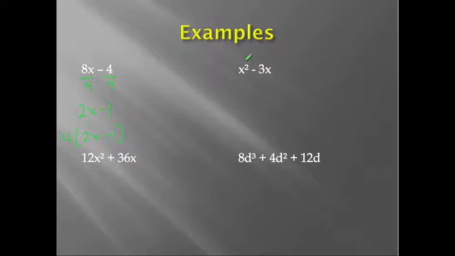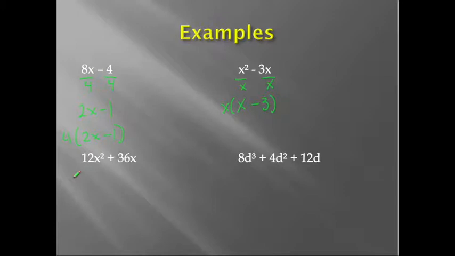Okay, so my GCF for this one would be x. So I'm going to divide both terms by x. x squared divided by x is x. Negative 3x divided by x is negative 3. Then we need to rewrite this with my GCF in front. So it will be GCF and then our quotient.